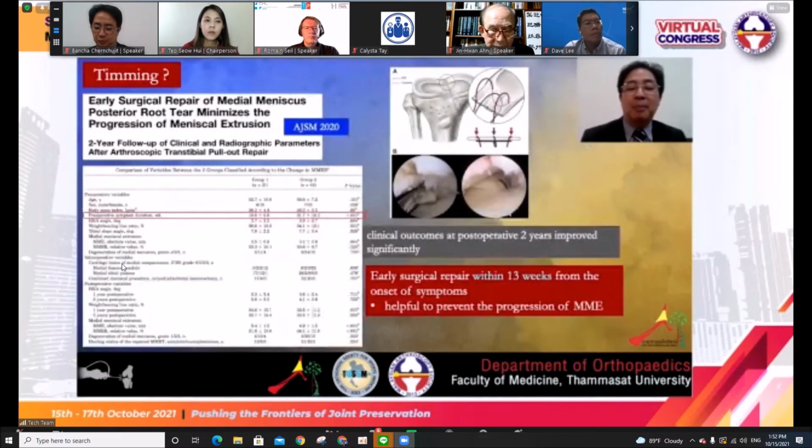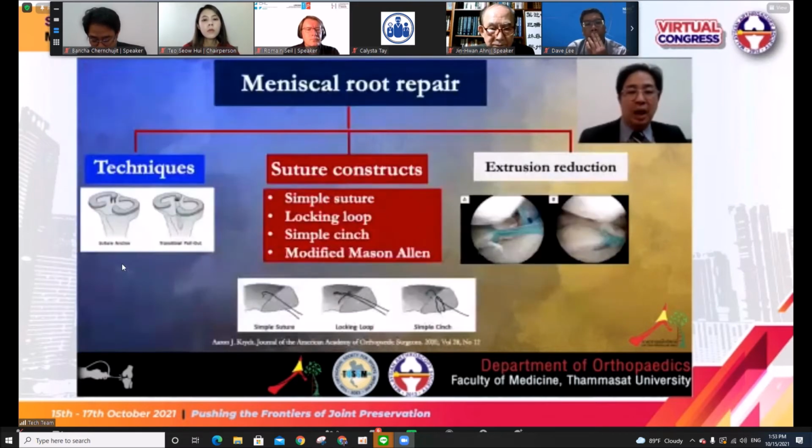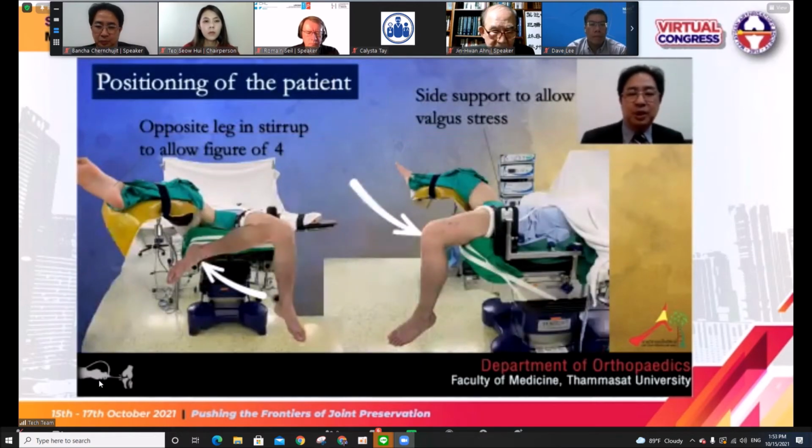What is the proper timing of meniscus repair? This article in the American Journal of Sports Medicine last year suggests that early surgical repair of the meniscus root within 13 days after the injury can prevent the progression of medial meniscus extrusion. Now let's talk about the surgery. I will discuss the different techniques of surgery, suture constructs, and whether we need extrusion reduction. I prefer this position. I break the table, hang the leg down, and I can move around the knee.